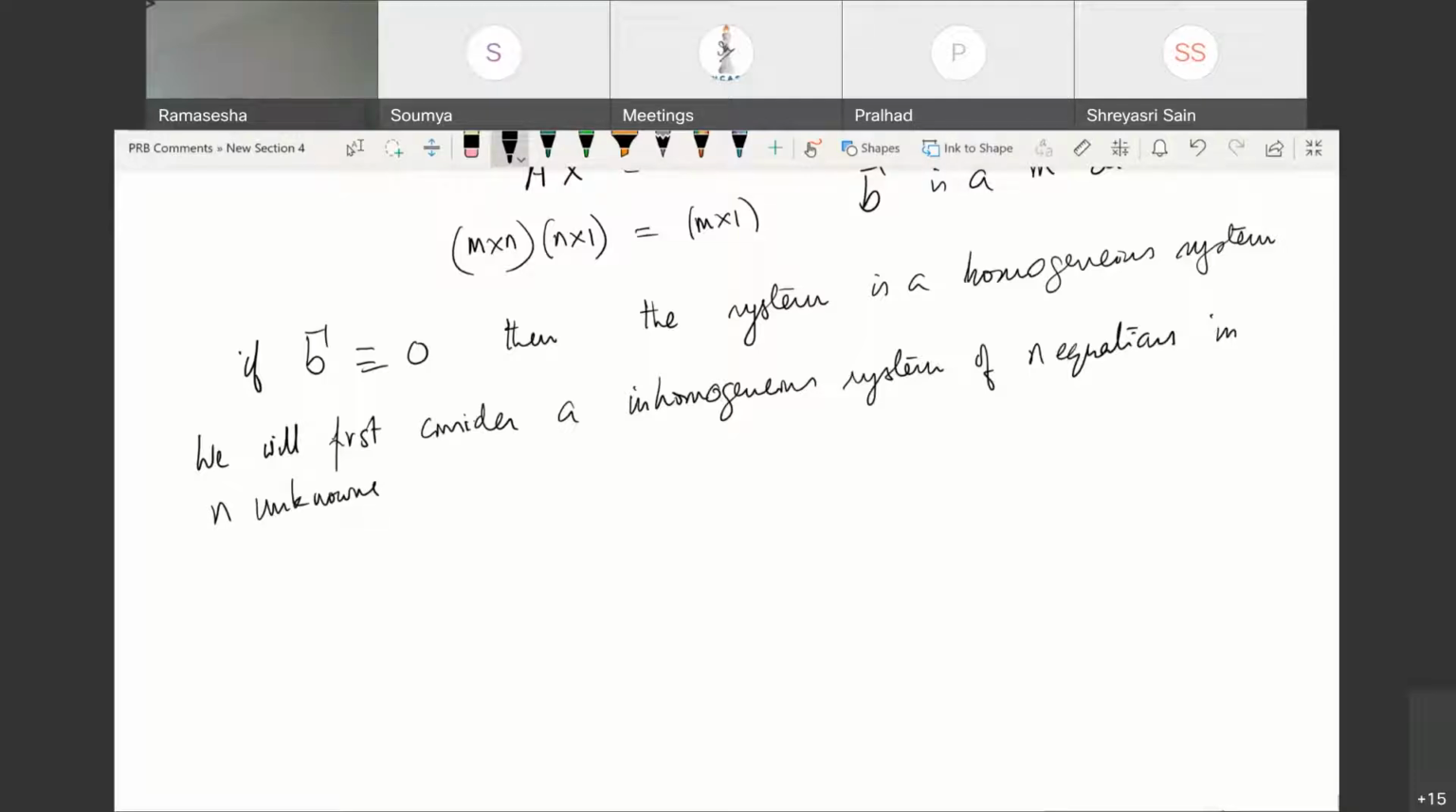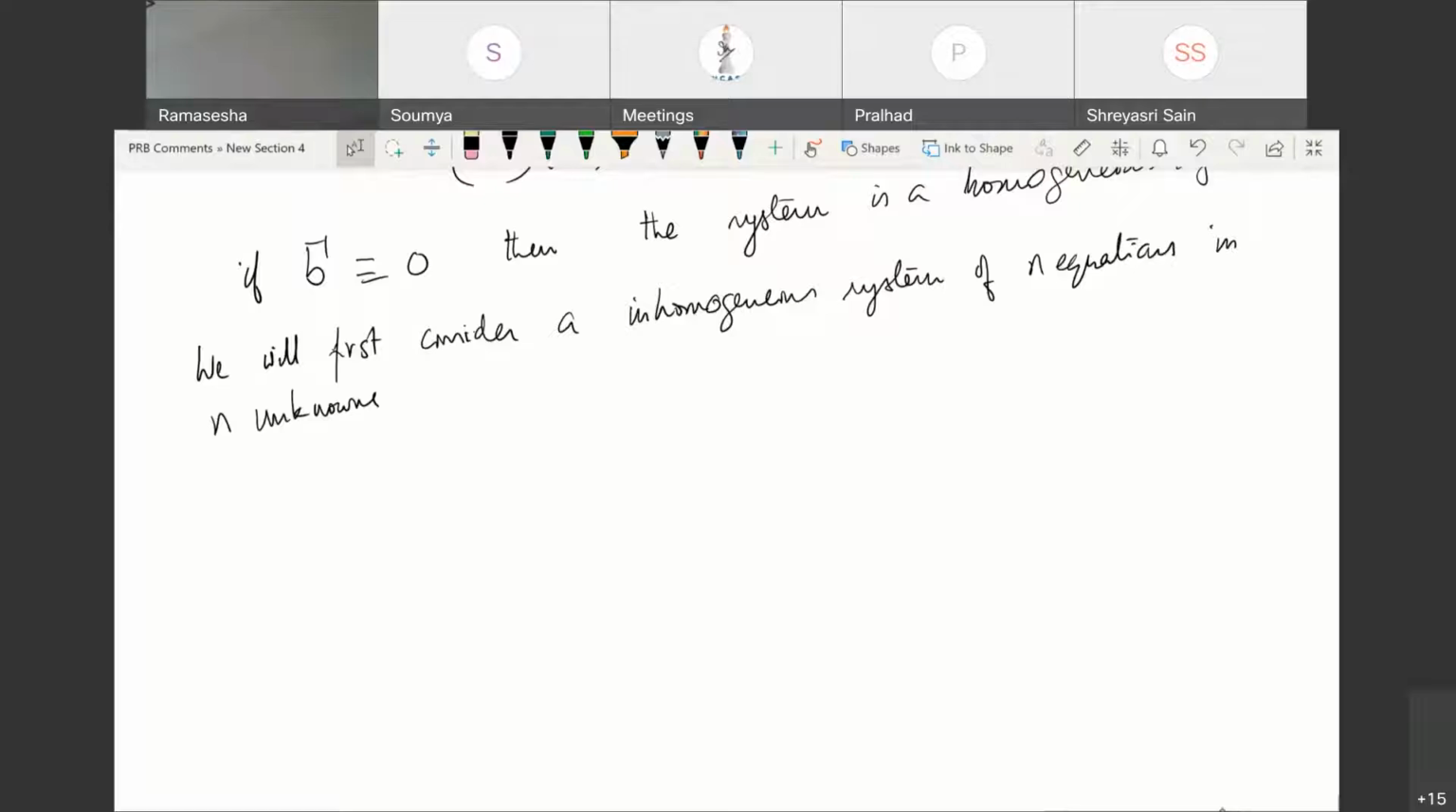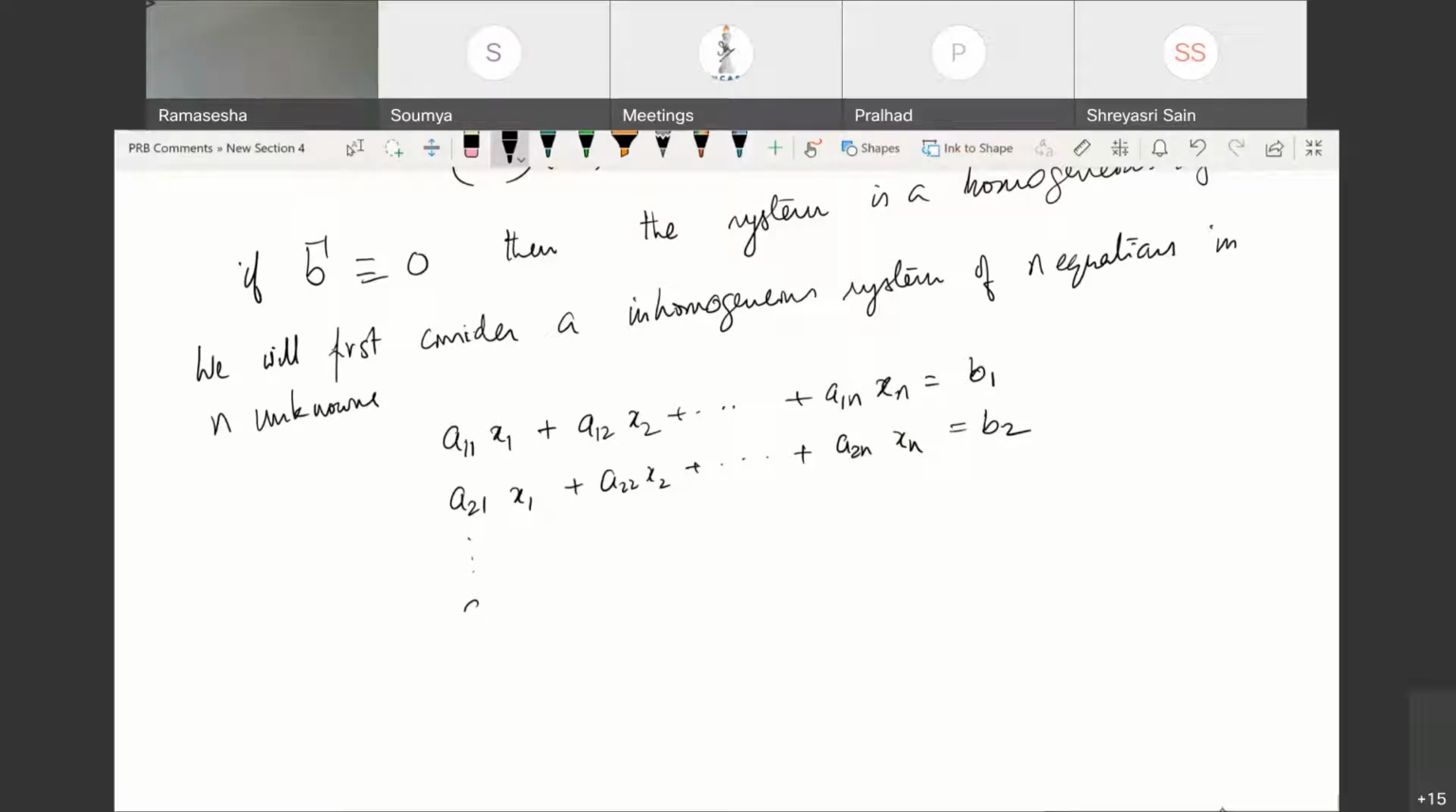Okay, so now what I will do is the following. I have the system, a11 x1 plus a12 x2 plus a1n xn is equal to b1, a21 x1 plus a22 x2 plus etc. plus a2n xn is equal to b2, and so on and so forth. So I have an1 x1 plus an2 x2 plus ann xn is equal to bn. So this is a system that I have.